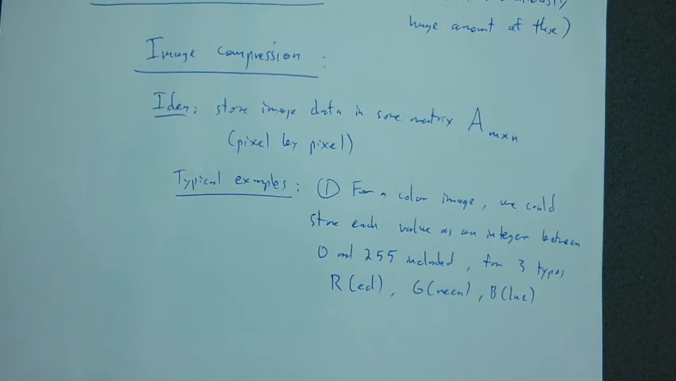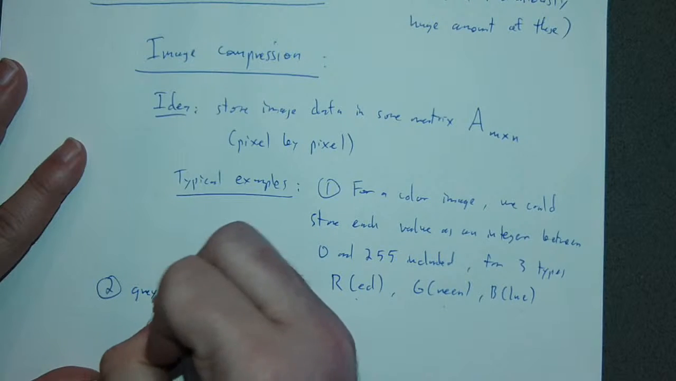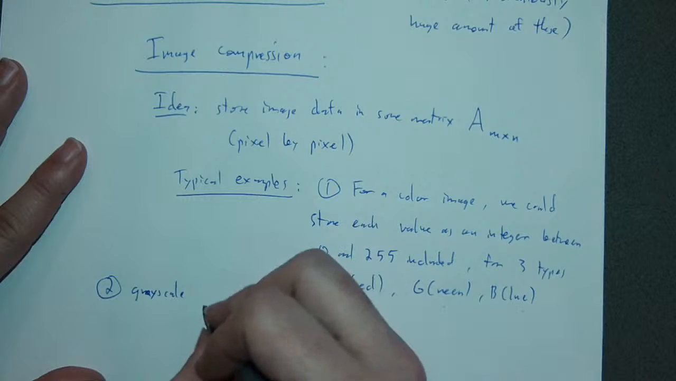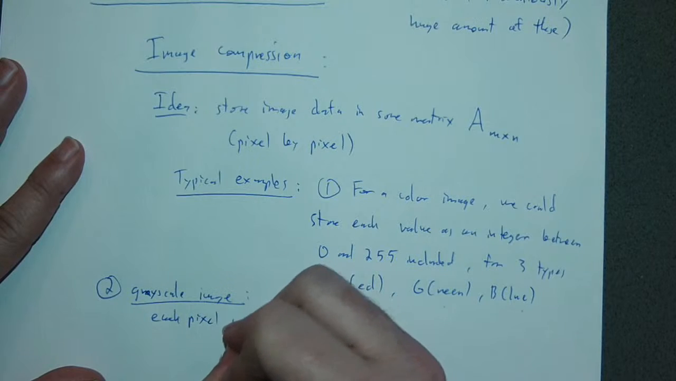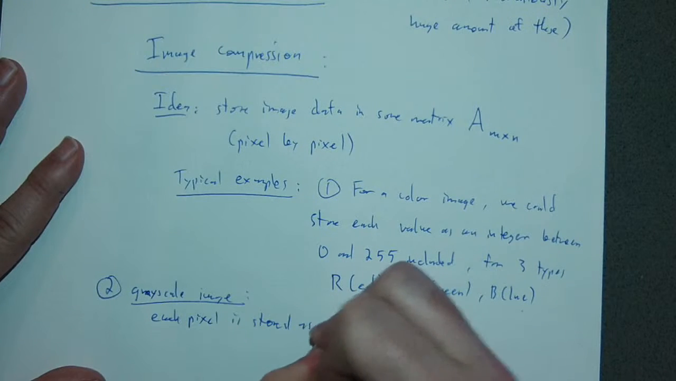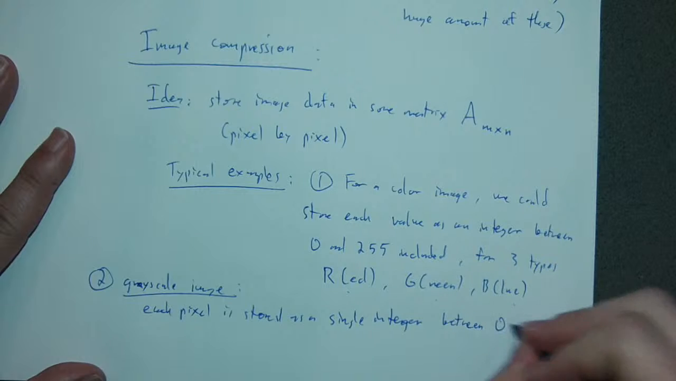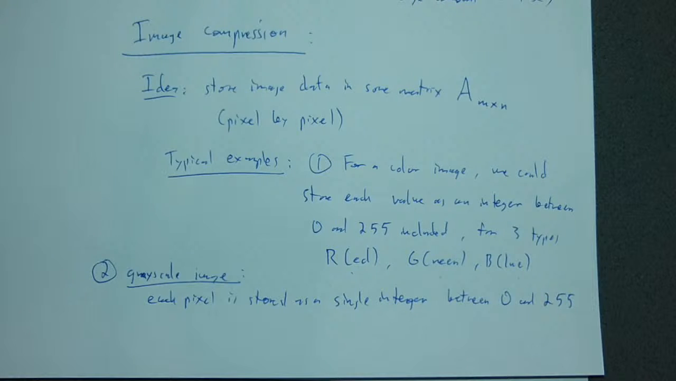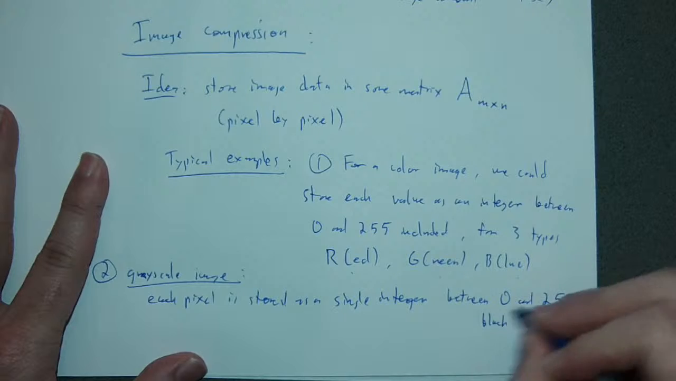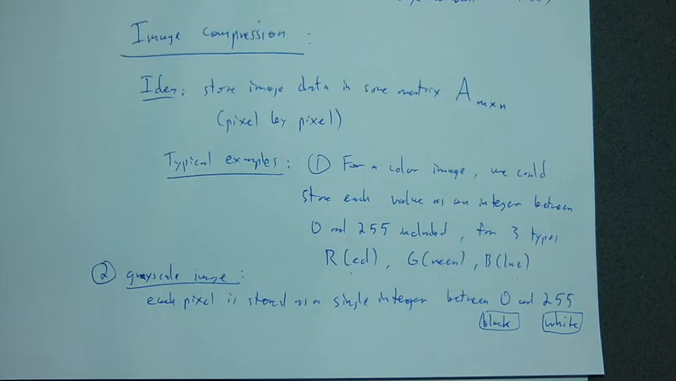But to make this simple, I'm going to focus on, say, a grayscale image. So rather than having these three values, which I could do, I could have grayscale. So a grayscale image, where each pixel is stored as a single integer between 0 and 255. All right, I could do that. Okay, so this is simpler, where 0 is black and 255 is white. All right. That's something I could do.